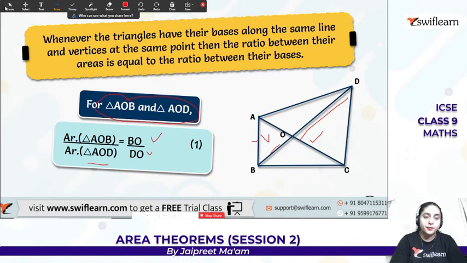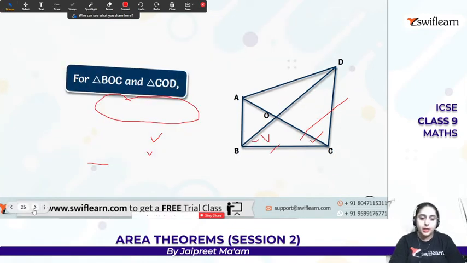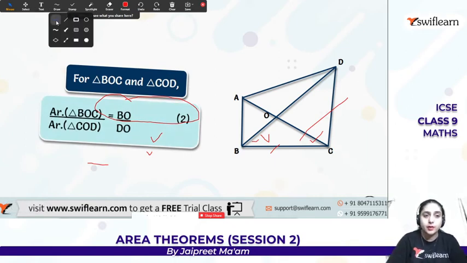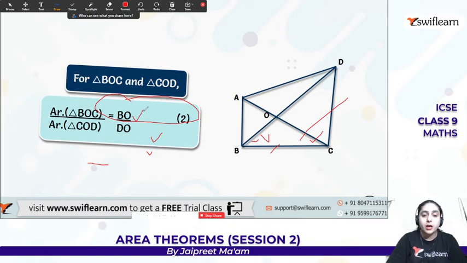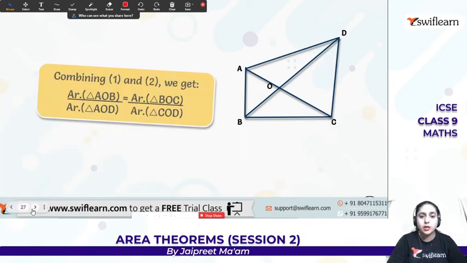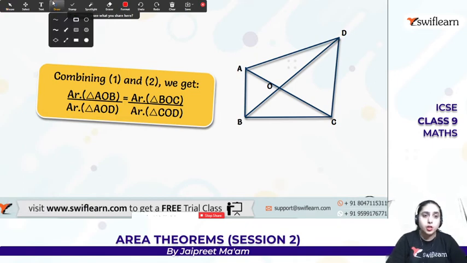Now next, again we will take the two triangles BOC and COD, in which we have the same base and the same vertex. So their ratio will be the same. Area of BOC upon area of COD will be equal to BO upon DO. Same. So now we will cancel out because in both equations BO is equal to OD.